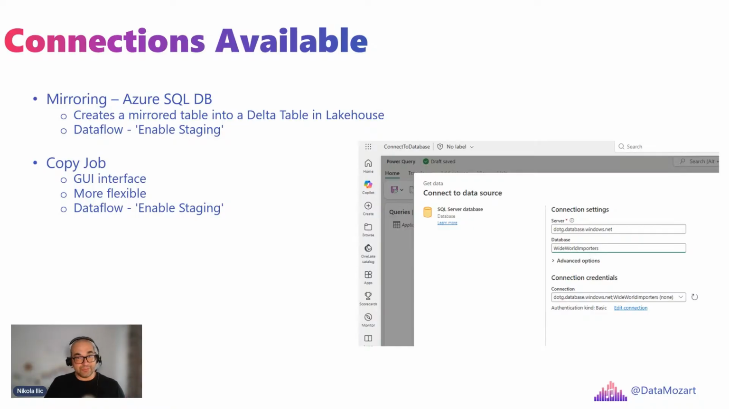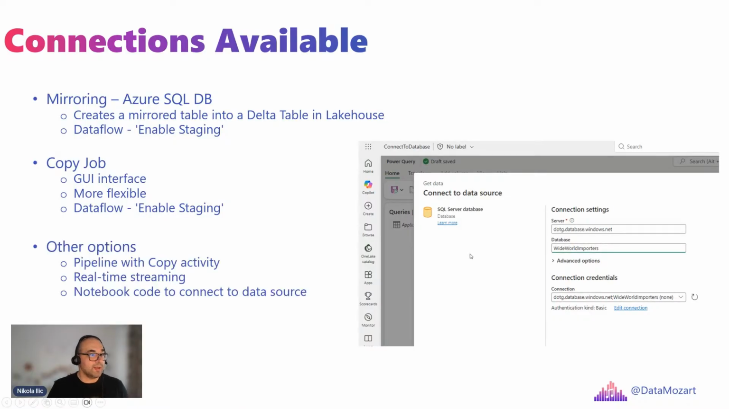After mirroring and after data flow, the next option to load the data is copy job. Again, graphical user interface, no code solution. It's more flexible than mirroring because it allows you to configure the way the data will be copied. So you can use change data capture mechanism, incremental refresh, and similar. And of course, there are other options.